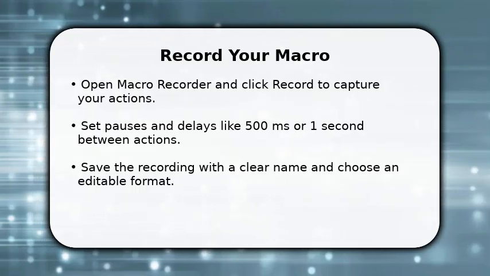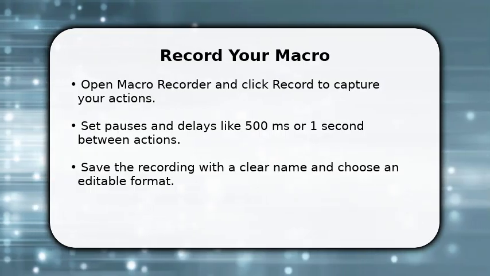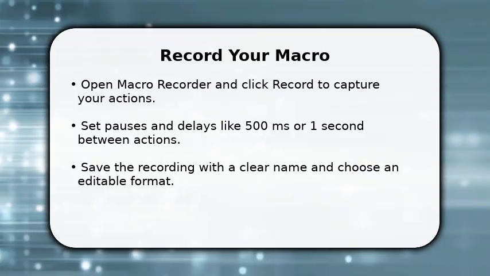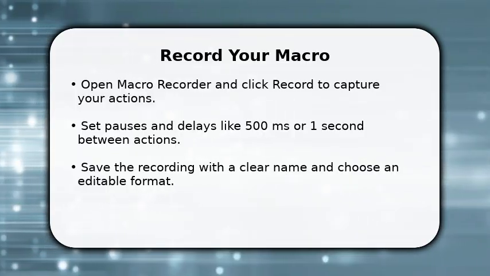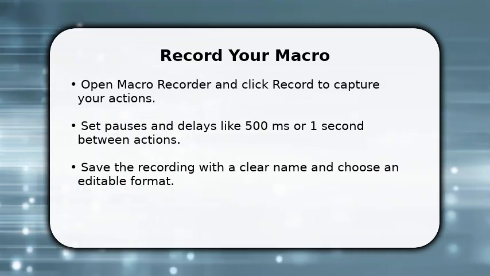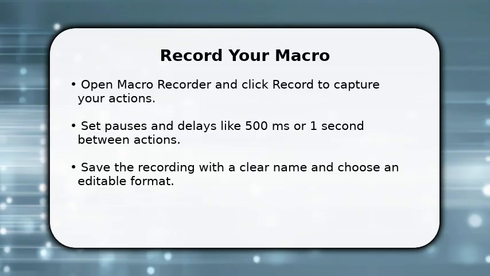Open Macro Recorder and click Record to capture your actions. Perform each keystroke and mouse move slowly to ensure reliability. Include pauses where needed and set precise timings for accuracy. Use 500 ms or 1-second delays between rapid actions when necessary.